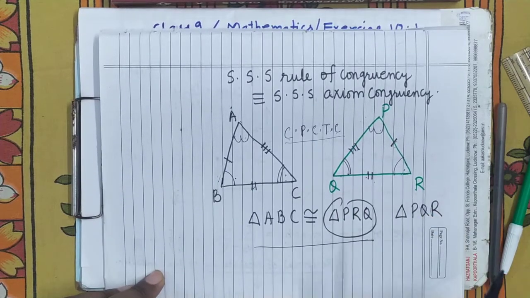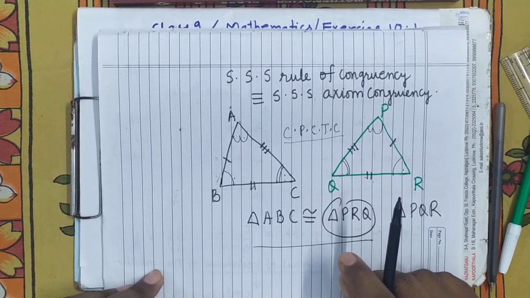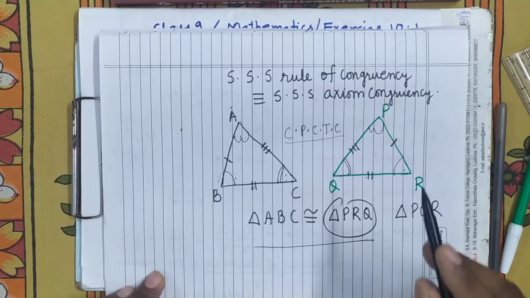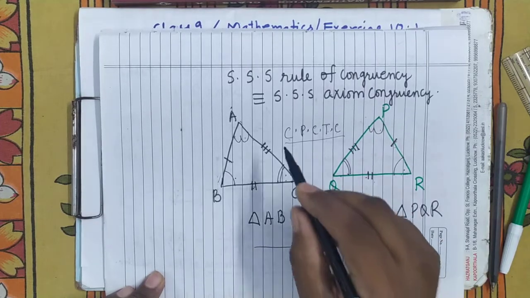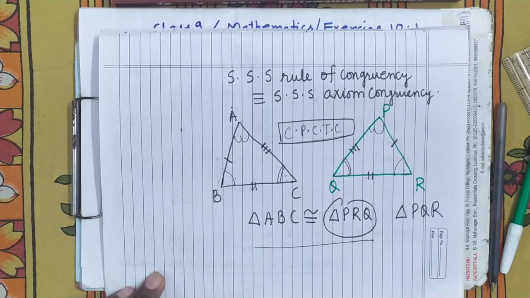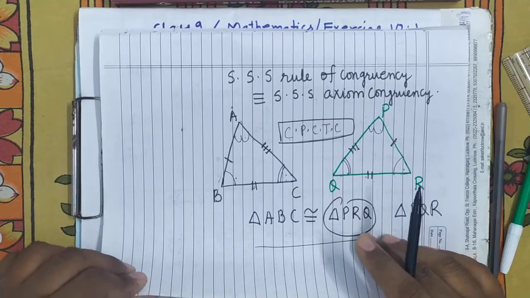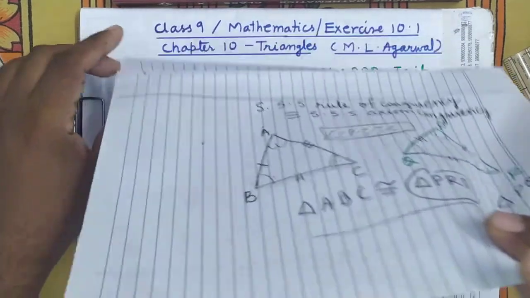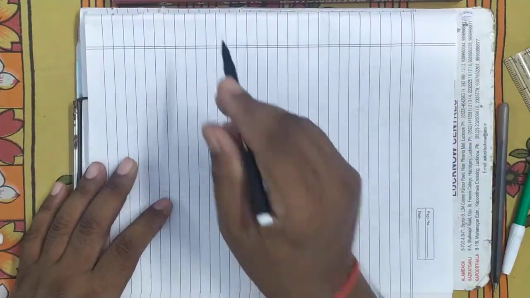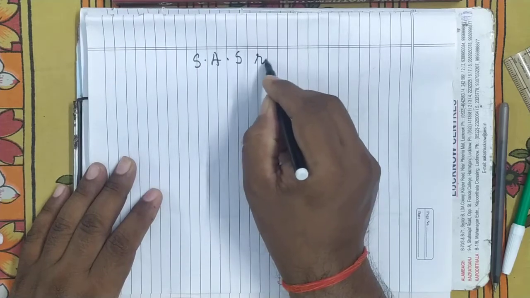And all of you remember this thing: if two triangles are congruent, then their remaining elements will be congruent, will be equal by this property. Equal means congruent. So now you see the SAS congruency. What is the SAS rule of congruency? So you can see here the SAS rule of congruency.